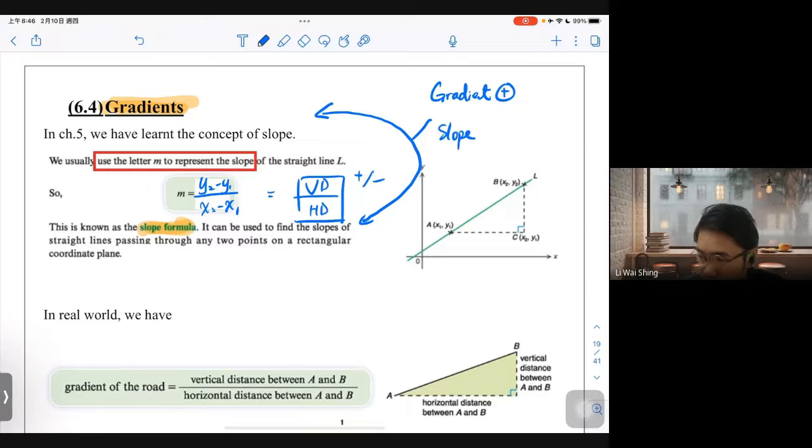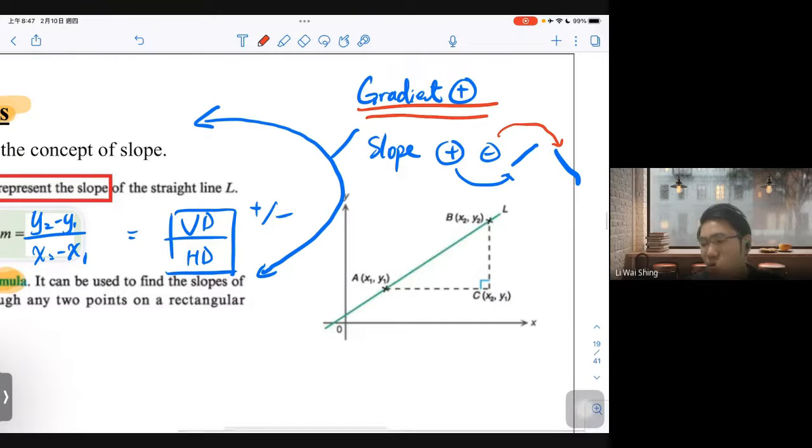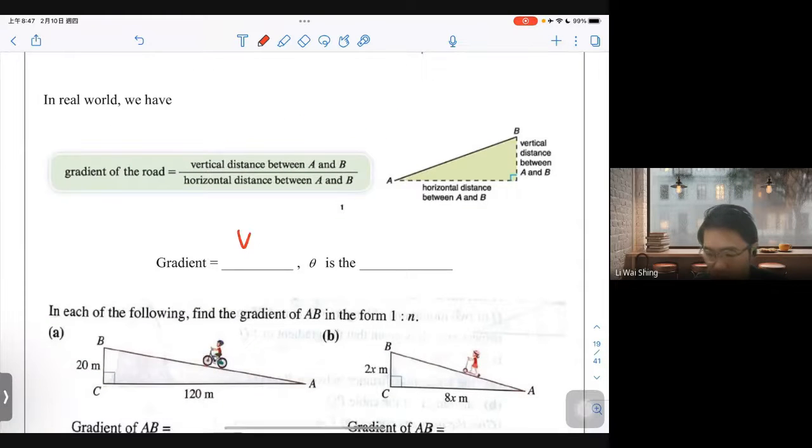However, for slope, it can be positive, it can be negative, and including 0. For slope, you know that it is upward sloping or downward sloping. From the sign, you know that it's positive. If it is positive, then it is upward slope. If it is negative, it is downward slope. However, for gradient, we are just talking about how steep it is. So when you calculate the gradient, it's always positive. That's it. Okay? So you know that vertical distance over horizontal distance is equal to the gradient. And what about the theta? What is the name for it?